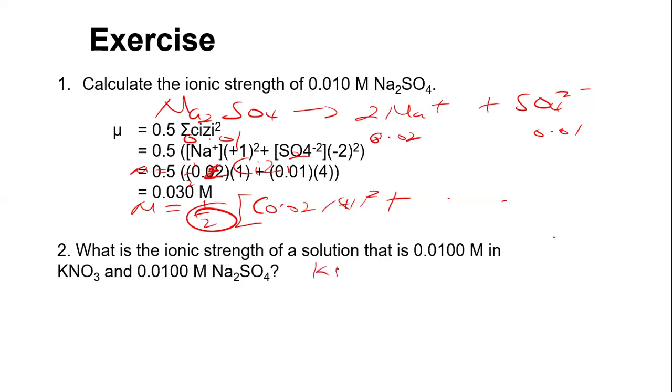The KNO3 would give me K plus and NO3 minus, right? Good. Now 1 mole of this reacts to give 1 mole of this. So if I have 0.01, this is 0.01, this is 0.01, right? Good. Now for the sodium sulfate, it will be no different from the one I wrote up here.